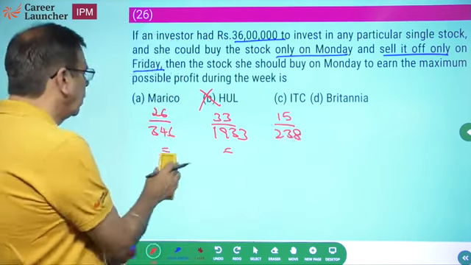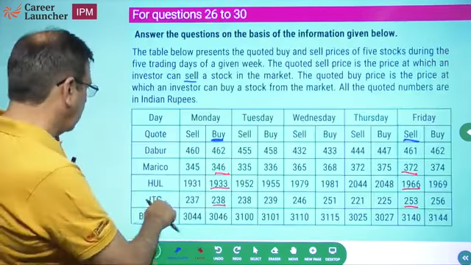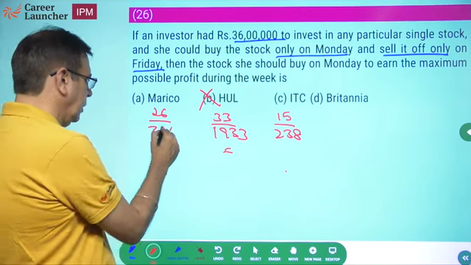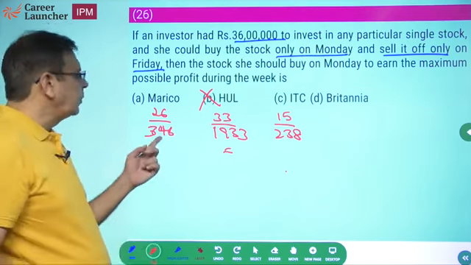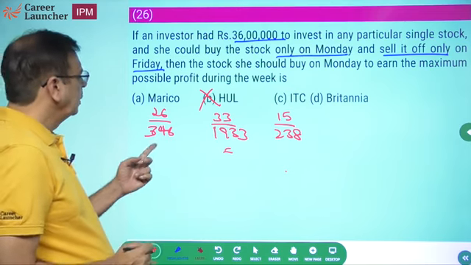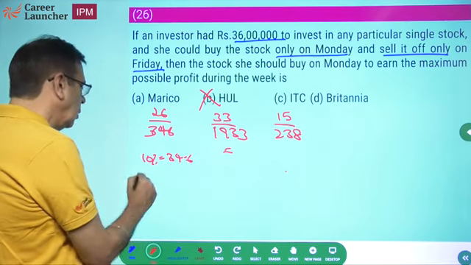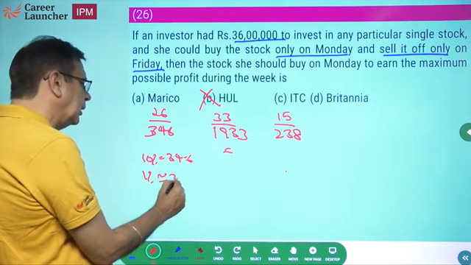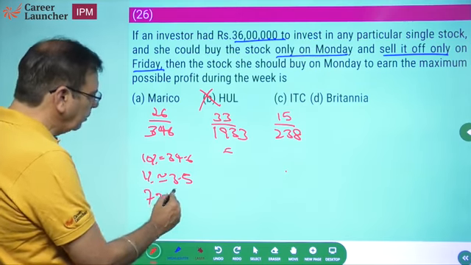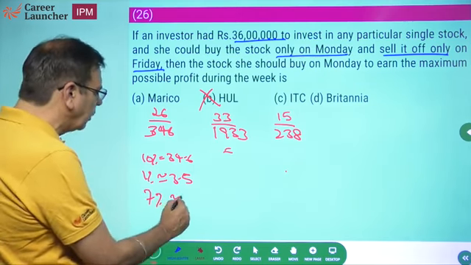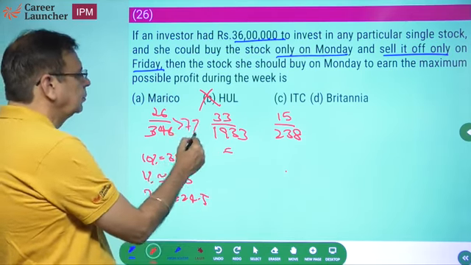Now please look at these two. What is this percentage and what is this percentage? How much was this? Marico was 346. What is 10%? 34. 10% is equal to 34.6. 1% can I say is approximately 3.5. So what will be 7%? 7% will be 7 3s are 21, approximately 24.5. So can I say this is greater than 7%?